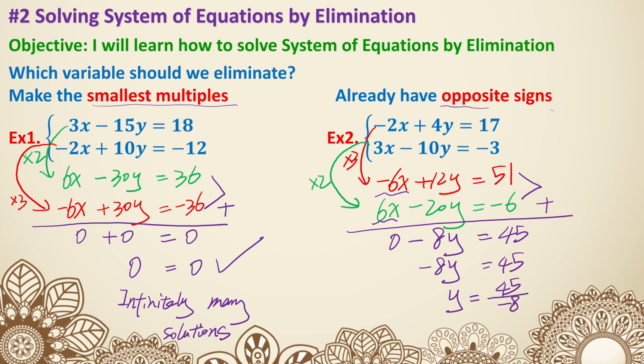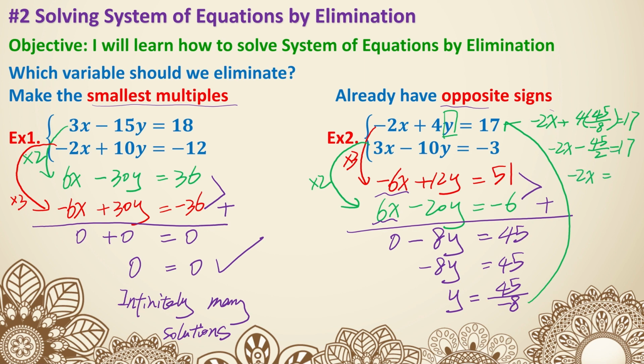Let's continue. Now we need to put it back into either of the equations to keep solving, because we've got y equals 45 over negative 8, or negative 45 over 8. Wherever we see y, we are going to replace it with 45 over negative 8. So it's negative 2x plus 4 times 45 over negative 8 equals 17. Got negative 2x. 4 times 45 over negative 8 is actually a minus 45 over 2. That equals 17.